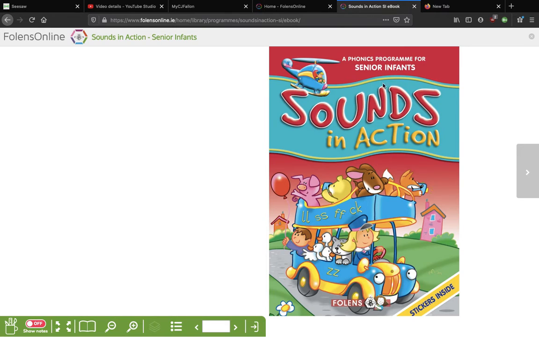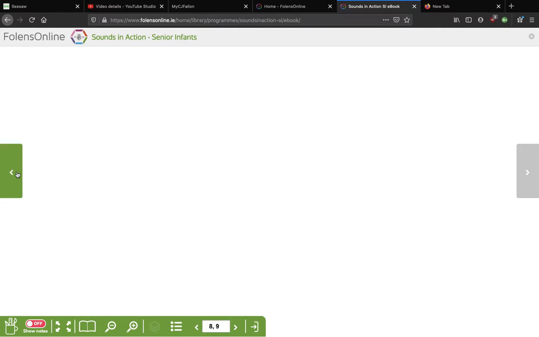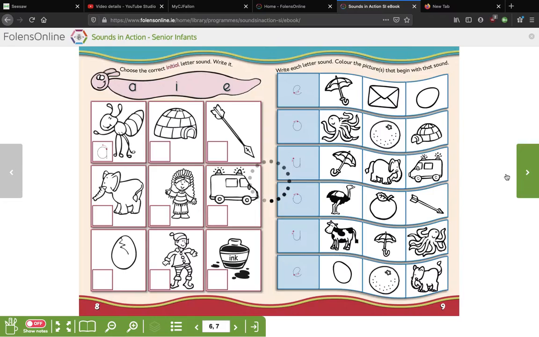This is your Sounds in Action book, and we are on page 8 today. As far as I'm aware, we're on page 8. If I'm wrong, please let me know, and we can go back and cover it if we haven't got page 6 or 7 done. But I think that we are on page 8.